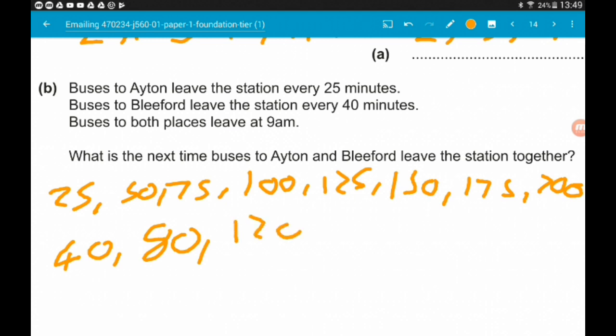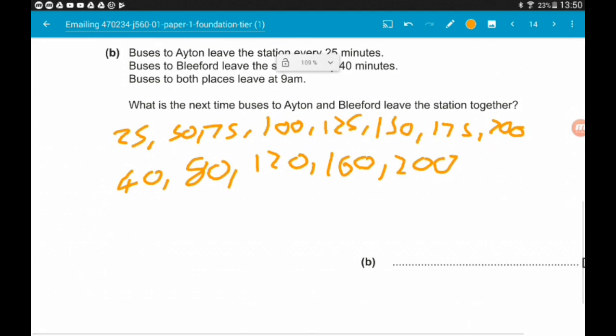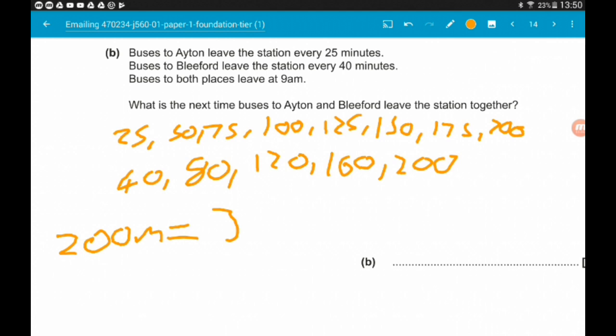So then we've got 120, 160, 200. Winner, winner, chicken dinner. So 200 minutes later is the next time buses are going to leave together. We need to work out when that time is. So 200 minutes, how many hours is in that? 60, 120, 180. So this is 3 hours, 20 minutes. So 3 hours and 20 minutes later than 9 AM is 12:20 PM.